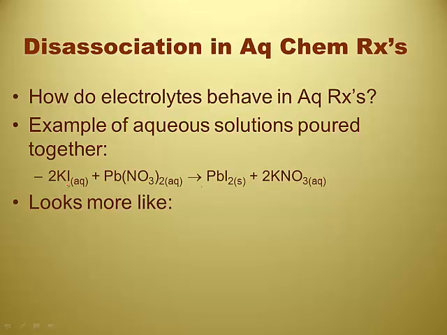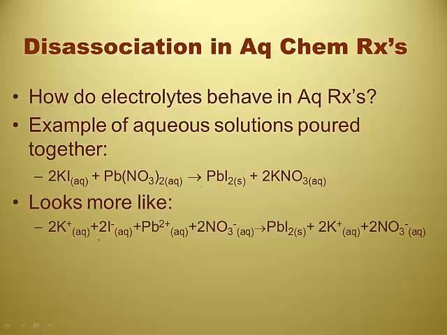The potassium iodide here is actually soluble, so it's going to break apart when you put it into solution. So it really doesn't look like potassium iodide. It really looks like potassium ions and iodide ions. Where did the 2 come from in front of the potassium ions and the iodide ions? Well, it was a balanced equation to start with. There were two potassium iodides. That means that there were two potassium ions and two iodide ions.